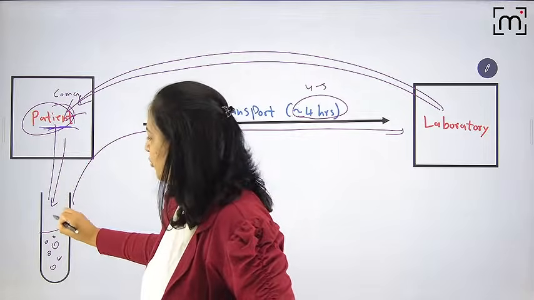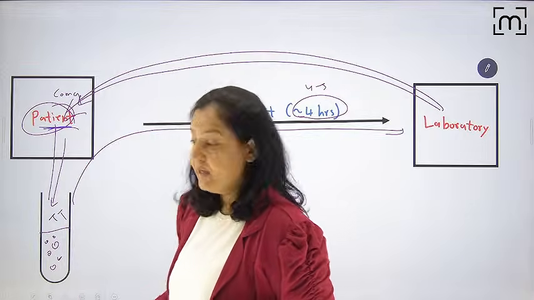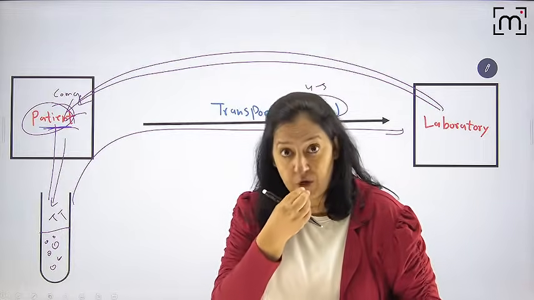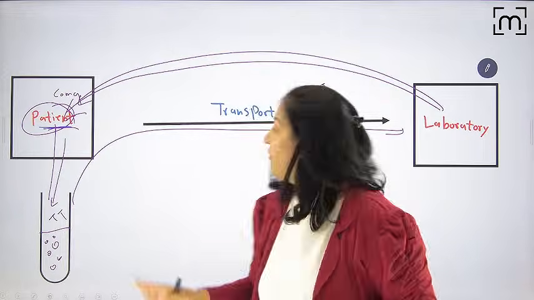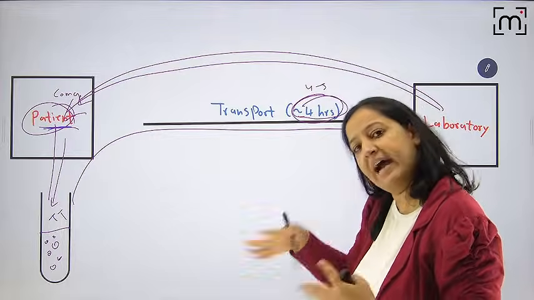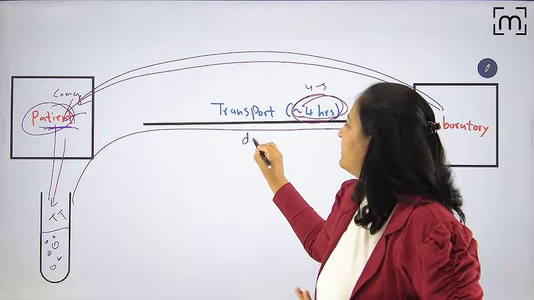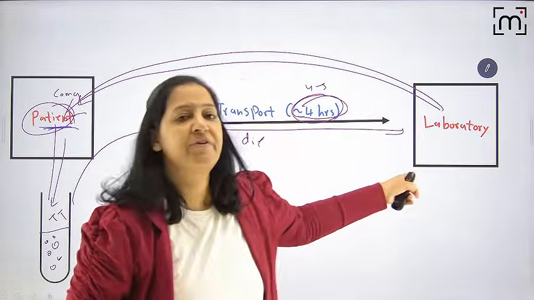Once they are out in the test tube, they don't get the nutrition, so they cannot withstand hunger for 4 to 5 hours. They will die on the way. Once the specimen reaches the laboratory, I get zero growth.